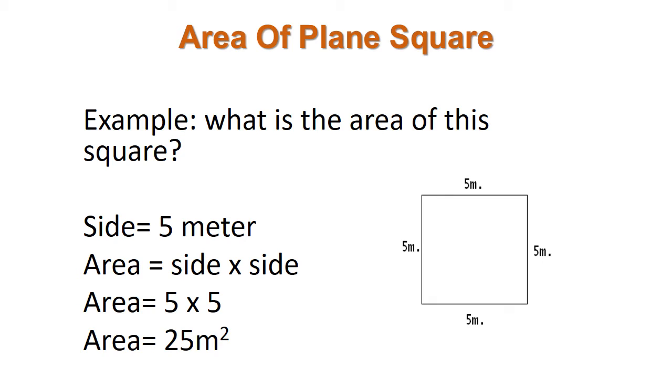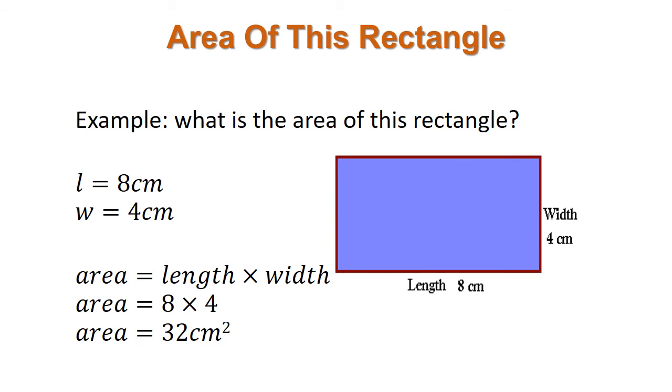Here all the sides are 5, 5, 5. So the formula is area equals side into side. So here it is given 5 into 5 equals 25 meter square. Rectangle, area equals length into breadth. It will be width 4, length 8. Multiply, we will get 32 centimeter square.